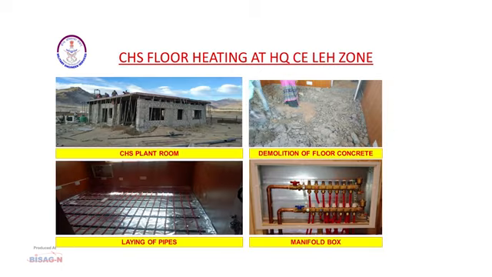These are a few site pics where the plant room is constructed, the floor is demolished, pipelines are laid, and through this manifold box, the supply of glycol under the floor is controlled.